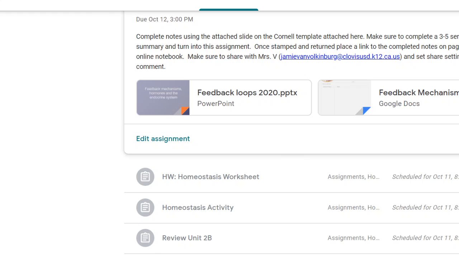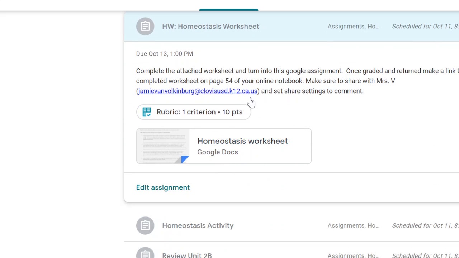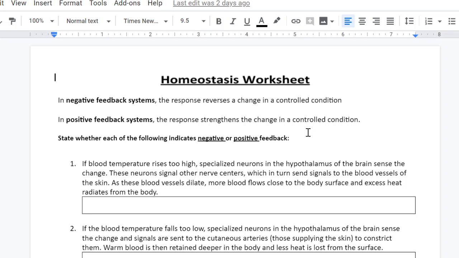Your homework for tonight is going to be this homeostasis worksheet, which is right here. So you click on that. You can open this up. It should give you your own worksheet that you can go ahead and edit. And you're going to read a couple of different scenarios and tell me if it's a positive or negative feedback. Remember, positive means you make more of something. Negative means you make less, okay?